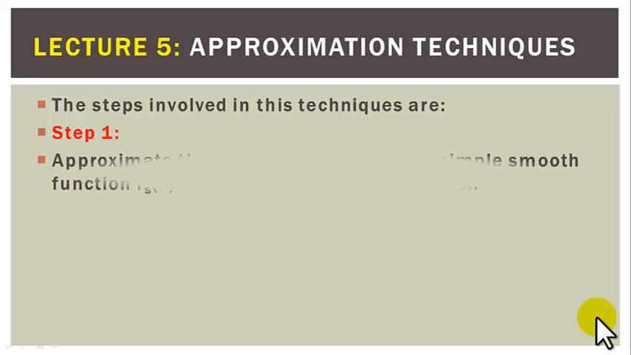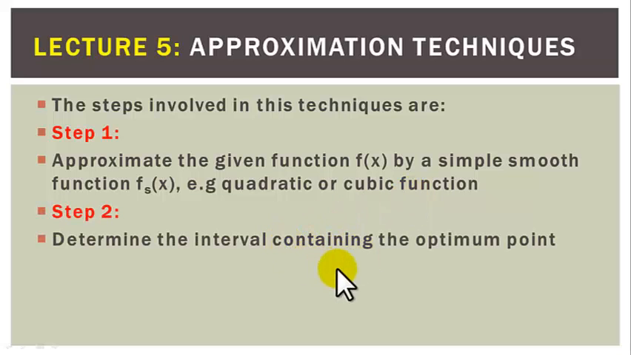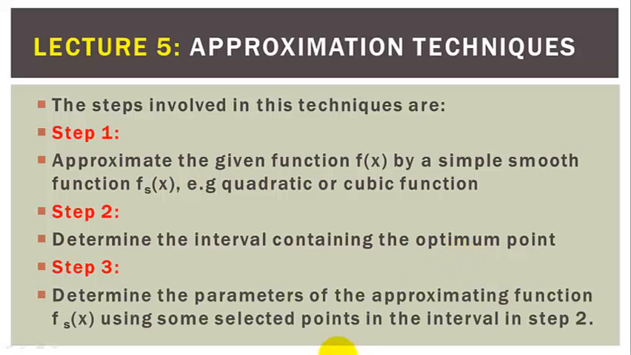Step 1. Approximate the given function f of x by a simple smooth function fs of x, e.g., quadratic or cubic function. Step 2. Determine the interval containing the optimum point. Step 3. Determine the parameters of the approximating function fs of x using some selected point in the interval determined in step 2.